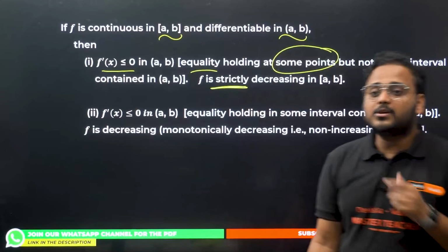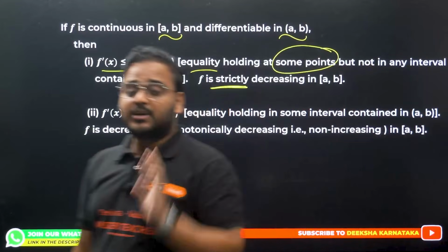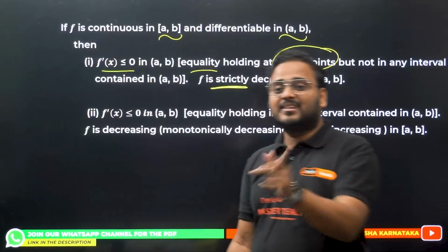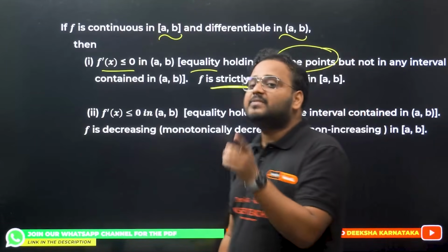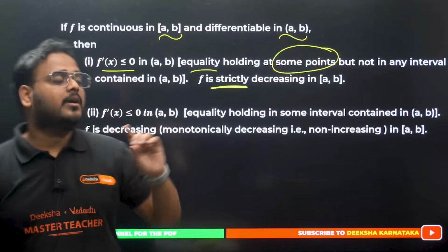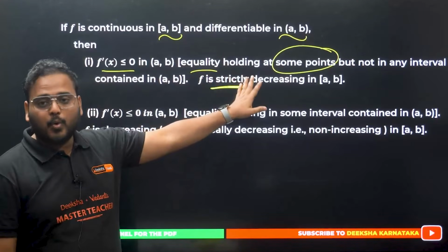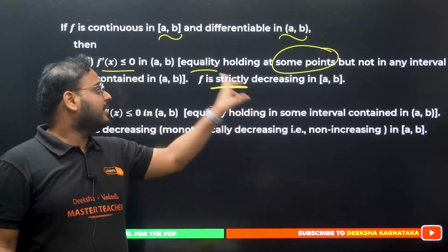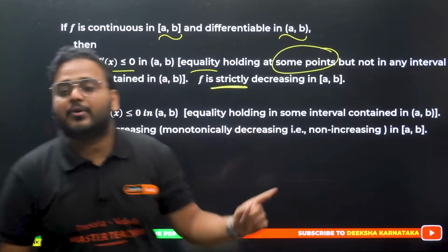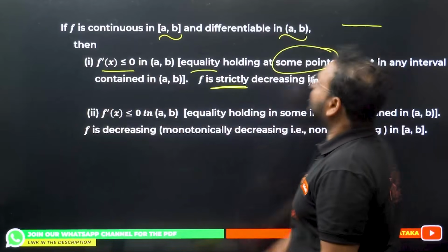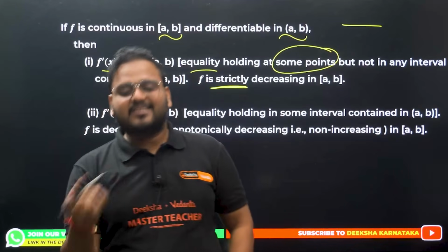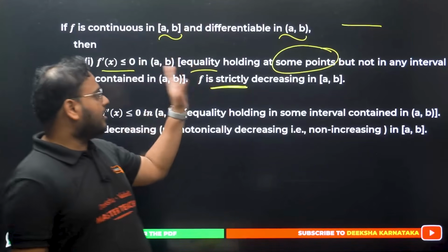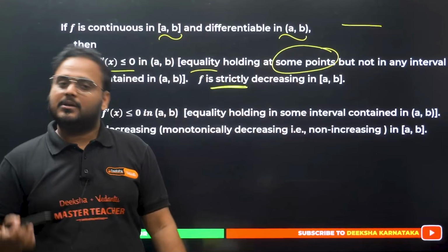This is very important because questions like this can come in objective papers and you have to pick the right choice: decreasing, strictly decreasing, increasing, or strictly increasing. Please give attention to the screen right now. Very, very important. If equality holds in an interval, then you cannot have strictly decreasing or strictly increasing, because you cannot have a flat line in a strictly decreasing or strictly increasing function. Whereas if it holds only at some points, you can call it a strictly increasing function.